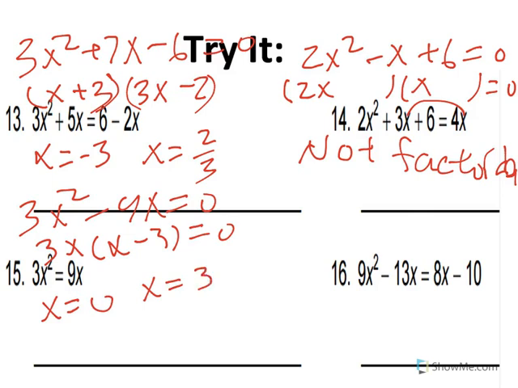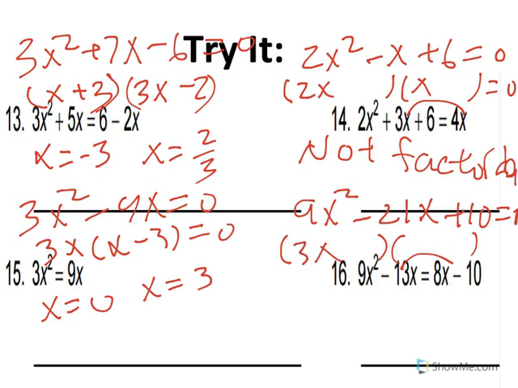Right, 16, we need to move the 8 over and the 10 over, so they give us 9x squared minus 21x plus 10 equal to 0. Right, so let's try to factor this out by doing 3x and 3x. And we need a positive 10 and a negative 21. So let's try a negative 5 and a negative 2. So then our answer will be x equal to 2 over 3 and x equal to 5 over 3.